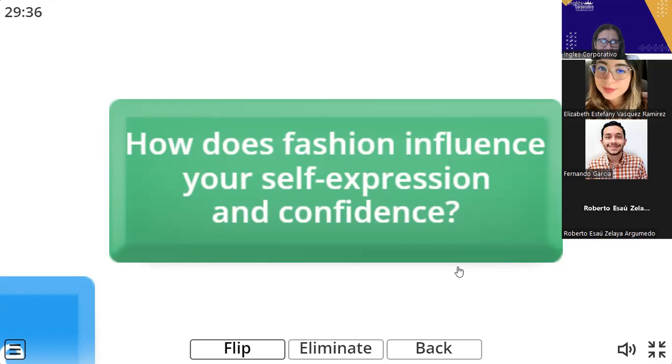For example, in my job, I have to wear a uniform. And the uniform, to be honest, I don't like it. You can ask Waldir too. We have an ugly uniform. But that happens everywhere in all companies. So my confidence with that uniform is very, very low. So I think the influence depends a lot on what you wear.